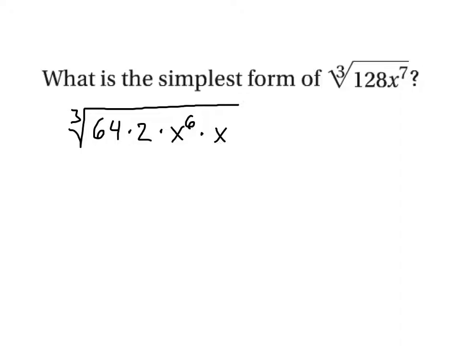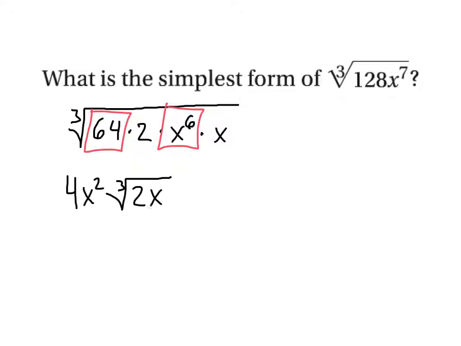All right, so next we need to take the cubic roots. So the cubic root of 64 is what? Look at the chart. 4, yes. The cubic root of 64 is 4. What is the cubic root of x to the 6th power? X squared. And now we are still left with a cubic root. So I have the cubic root of 2x left inside.